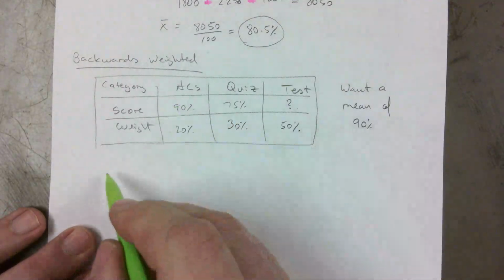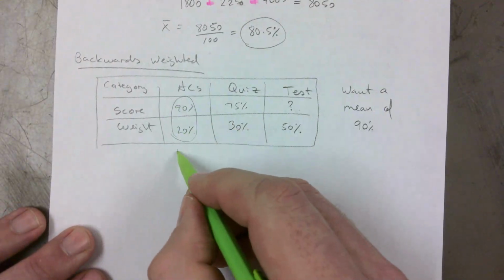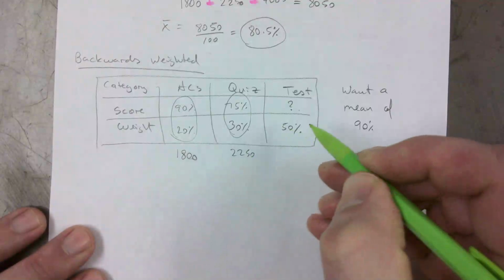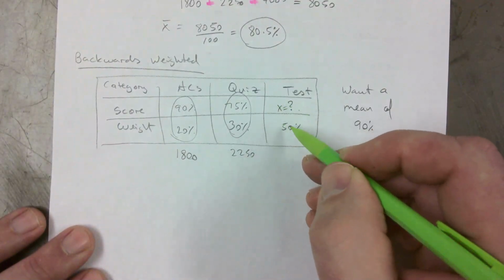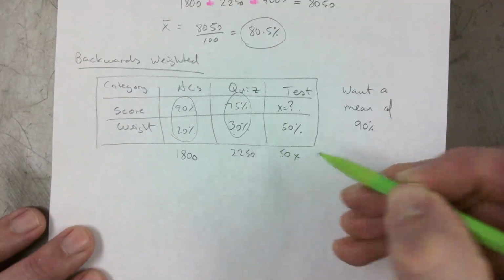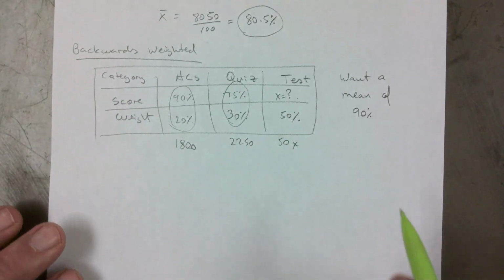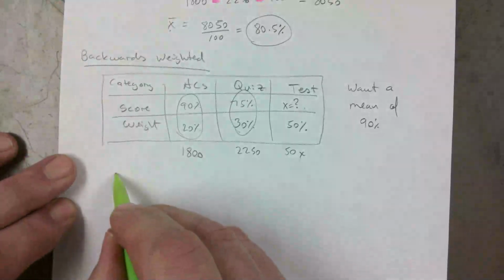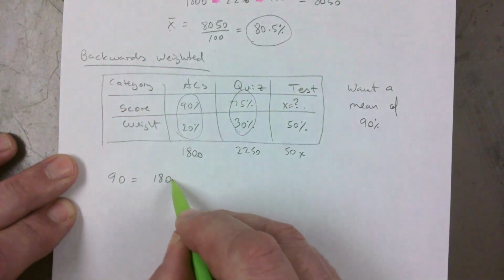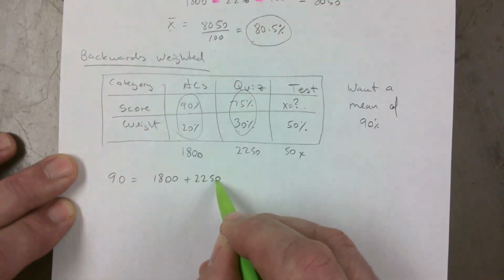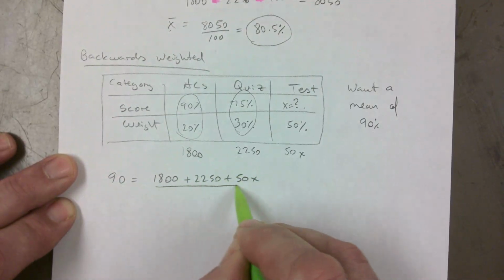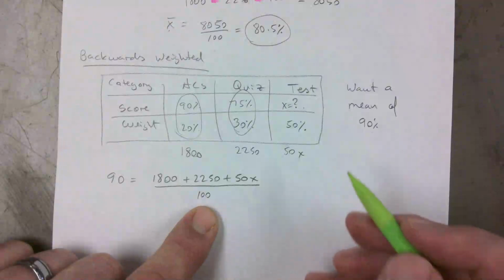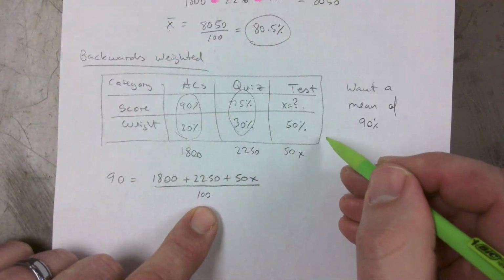So again, you do the math part, right? This is 1800, this is 2250, and this we don't know, so we're going to call that x, so that's 50x in a sense. We want the mean to be 90, so 90 is equal to, let's do the adding part. And we know we have to divide by 100, especially if it's a test scenario, and we also know that this adds up to 100.